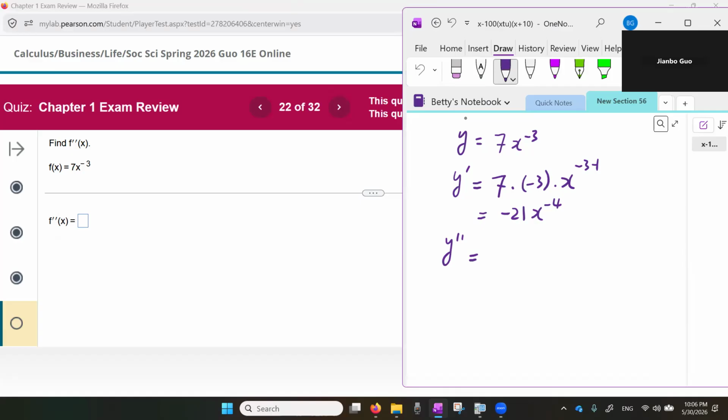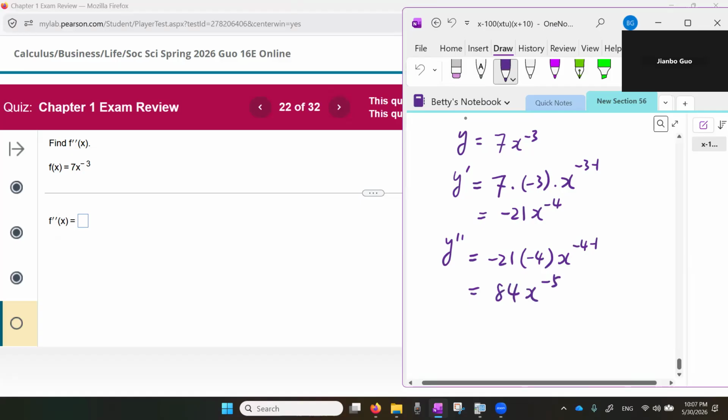Double prime: keep the coefficient, -4, x to the power of -4 minus 1. -21 times -4 is a positive 84, x to the power of -5.